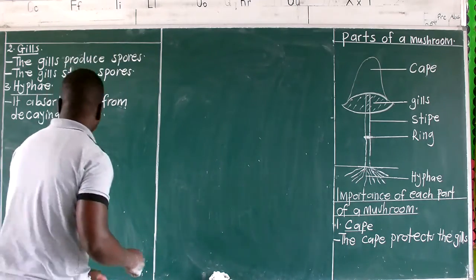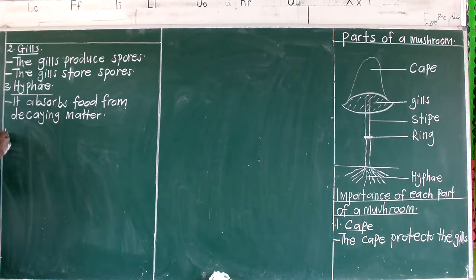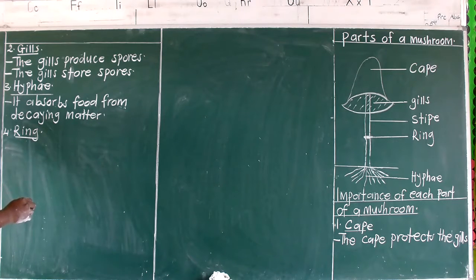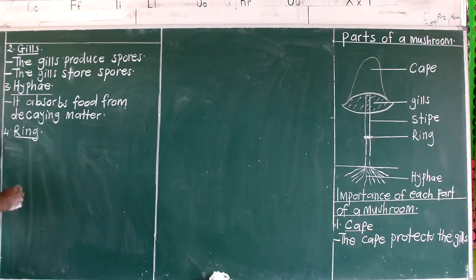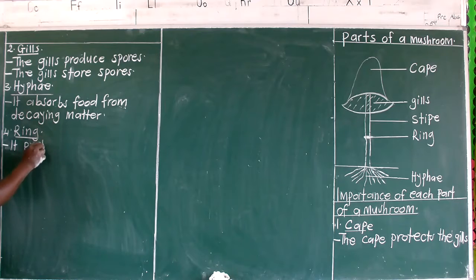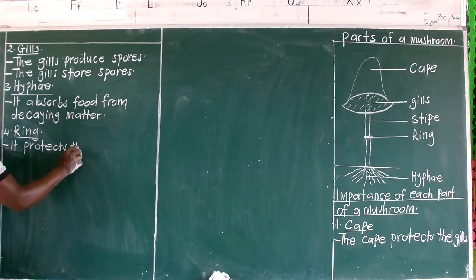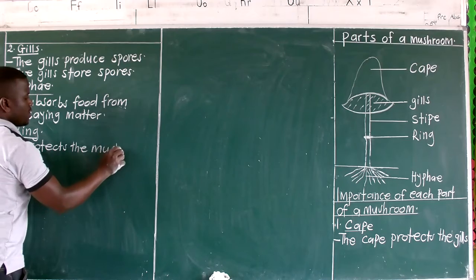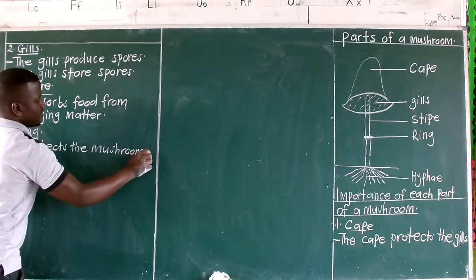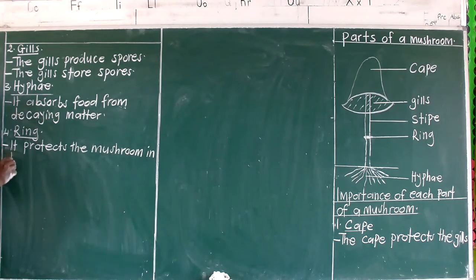Then we have ring. Number 4, we have ring. Now, the ring, its major role is it protects the mushroom in bud stage. It protects the mushroom in bud stage.